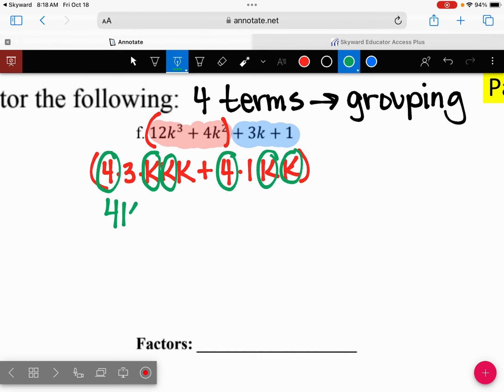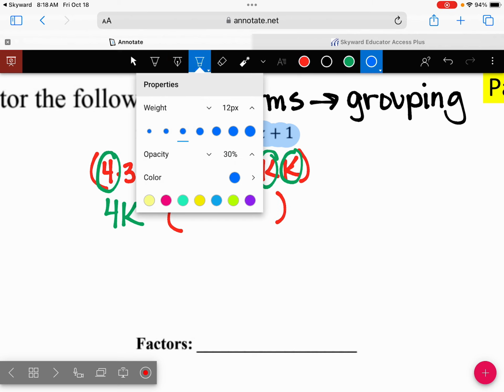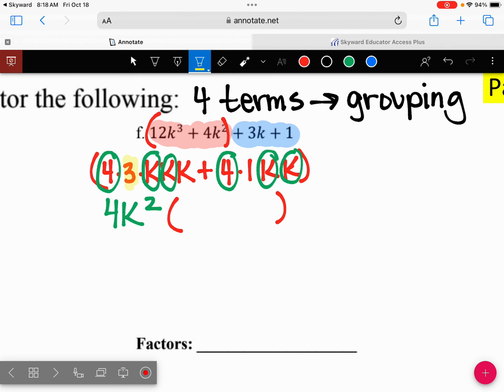We're going to take that out. And then we're going to write what's left over inside of the parentheses. So that would be 3k plus 1. That's going to stay on the inside.